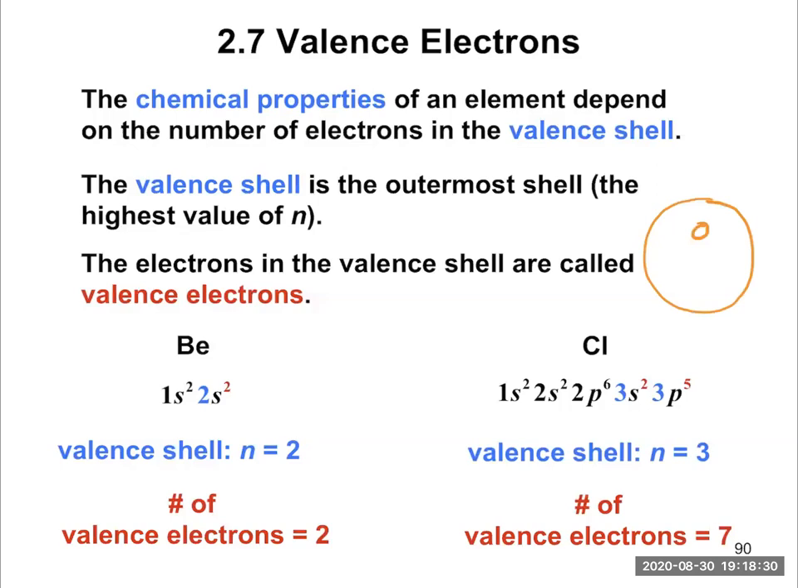So for example, here, which one is the biggest shell? n=2. So the valence electrons are going to be everything on n=2. In here for chlorine, which one is the highest? 3. So anything on 3 is valence electrons. So chlorine has 7 valence electrons. In order for you to determine the valence electrons, you need to know how to do electron configuration.